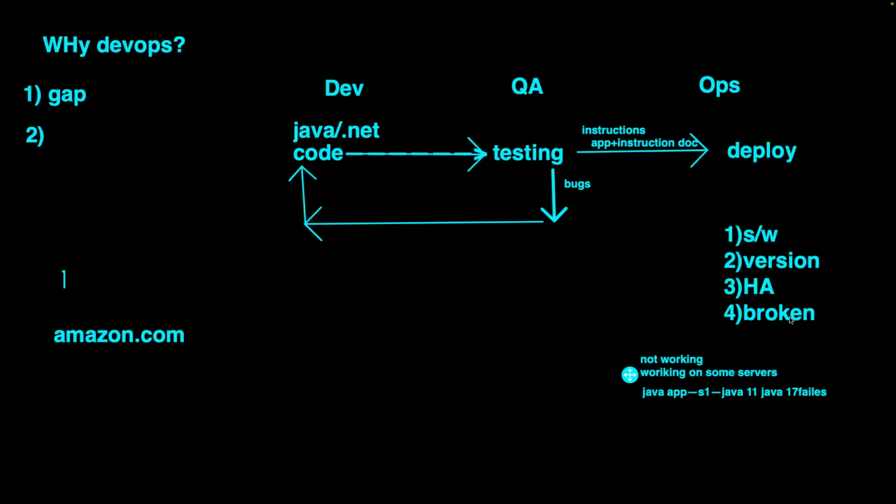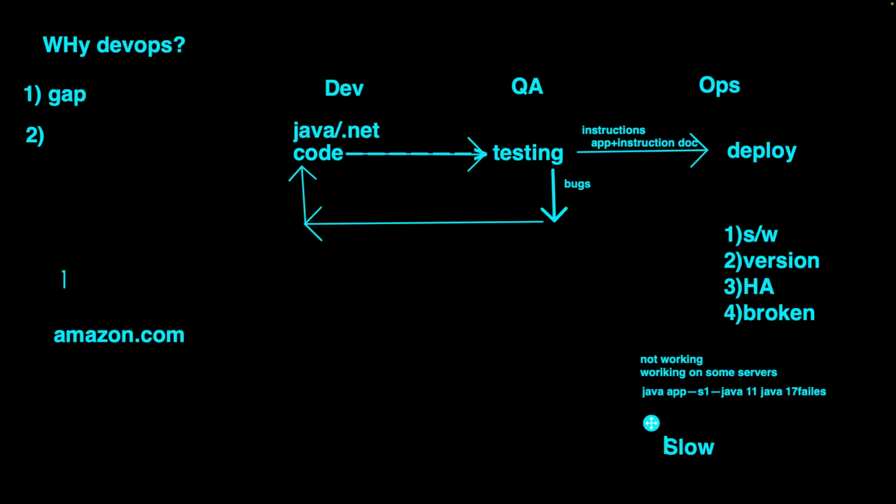Because the instruction document shared by the dev team may not be understood by the ops teams, since their core competencies are different. Or else, if understood, it might not be working on all servers. It might be working on some. There might again be challenges arising because of the upgrading of software, and a lot of things they have to check. And obviously, deployment becomes slow, because of different skill sets and different core competencies. The deployment process is very slow.